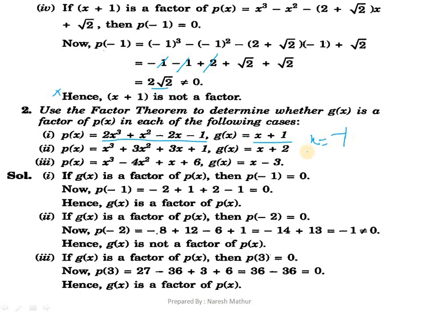Minus 1. Alright. So just put the value of x here in the p of x. So just check for the value of p of minus 1. 2 into x cube, 2 into minus 1 whole cube will be minus 2. X square, minus 1 square is positive 1. Minus 2 into minus 1, minus will be positive. So we'll have positive 2 and minus 1 is the same.